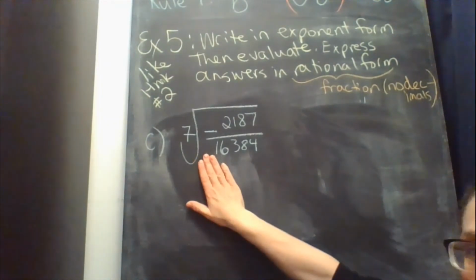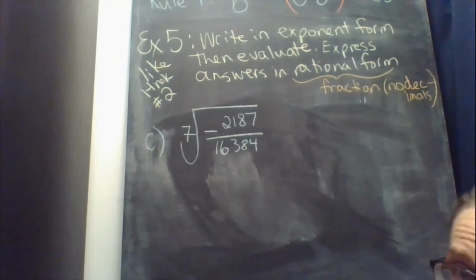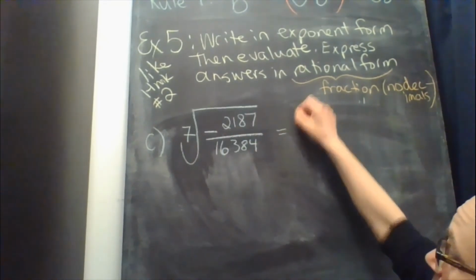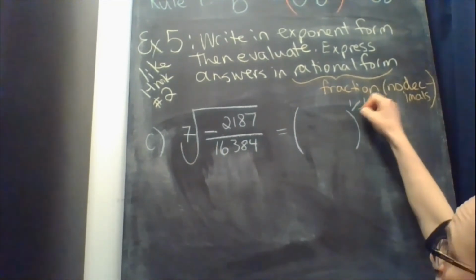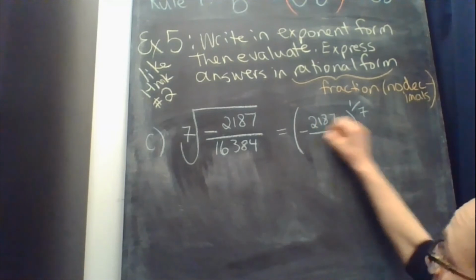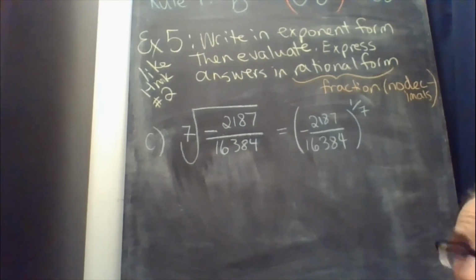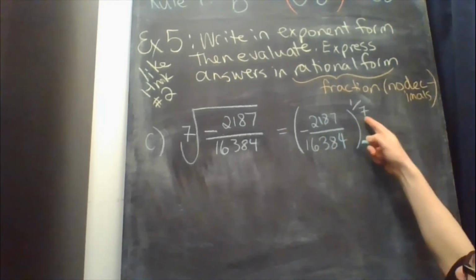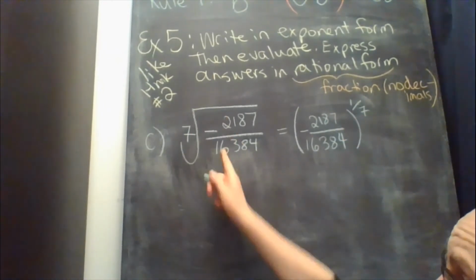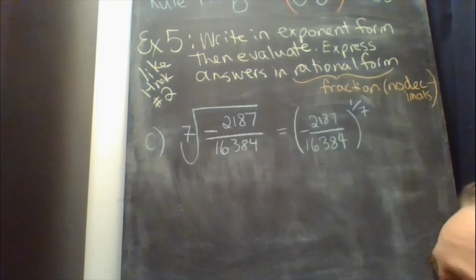Okay, so let's do another complicated example. Same question: write in exponent form, then evaluate, keep it as a fraction. All right, well this 7th root out here, remember, means that I'm going to write everything to the exponent 1 over 7. So in this case, that's the negative 2187 all over 16384. And our rules from before mean that that 1 over 7 comes in and hits both of them. This also says I'm doing the 7th root of each one. I'm allowed to do an odd root of a negative number. My answer is going to come out negative.